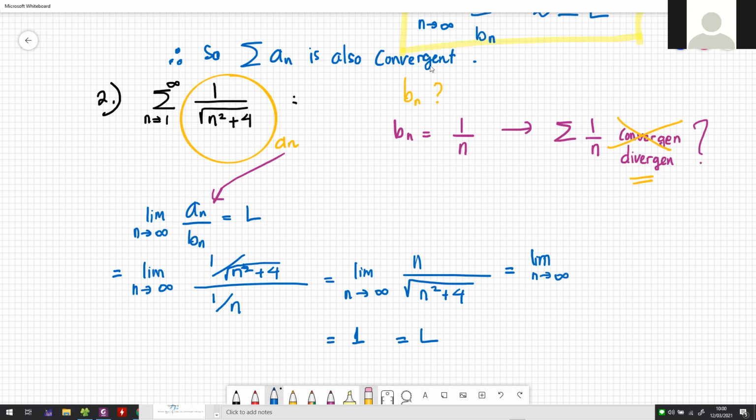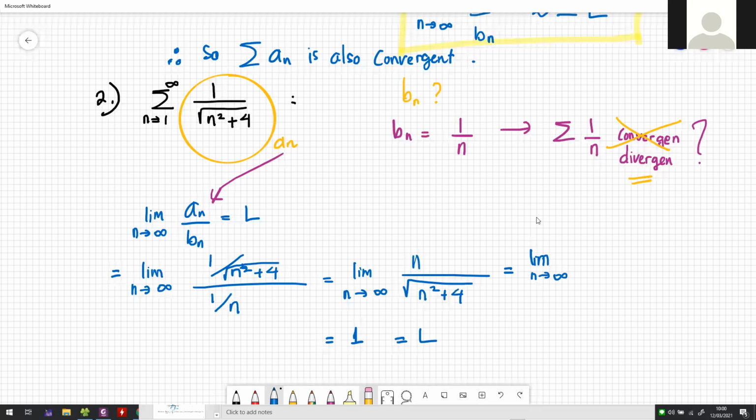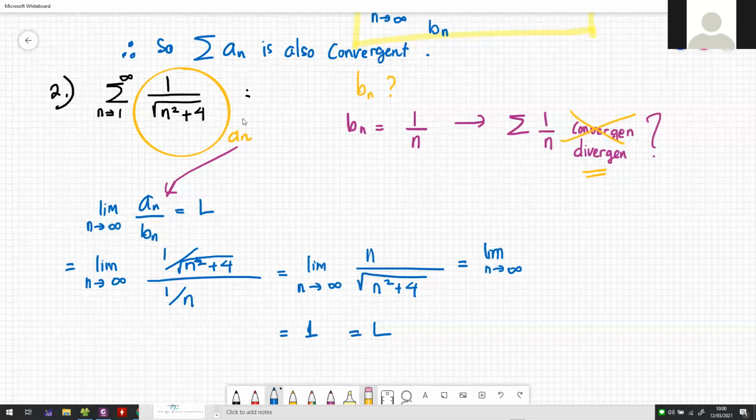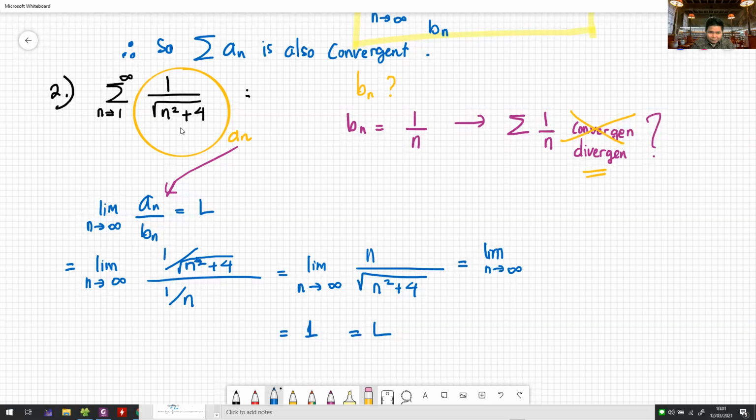Yes. I'm a bit lost, but how do we know the bn is 1 divided by n? Look, what is the highest power of this expression? Here there is a root, here there is a square. What is it approximately? What is the highest power here? We compare with a simpler series. The simplest power series is the P series, 1 over n to the power of P.